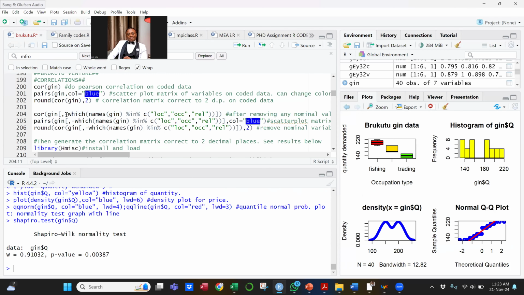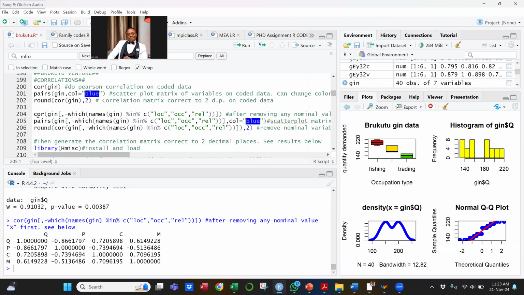So what I'm saying here is I want you to run the correlation, but I'll minus which. So which one should I remove? Which one should I minus? Minus LOC, OCC, RE. You're going to run that. You can use this pairs to get the correlation, the scatter plot matrix. I'll do both. That'll be it for today.